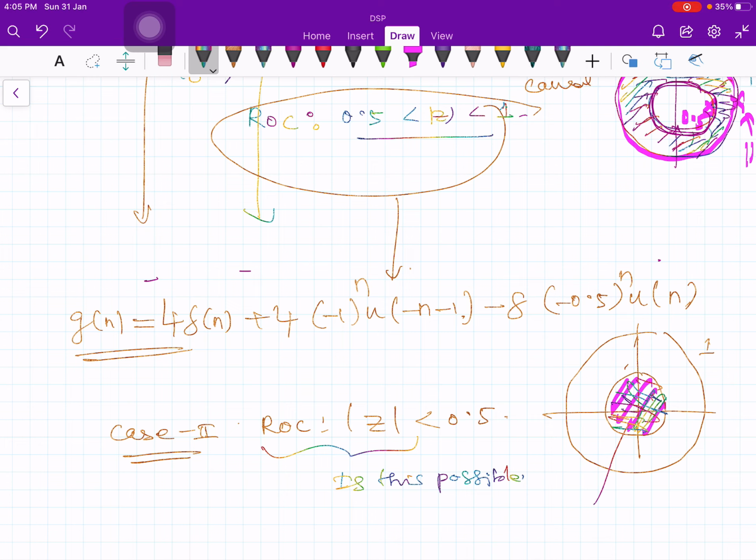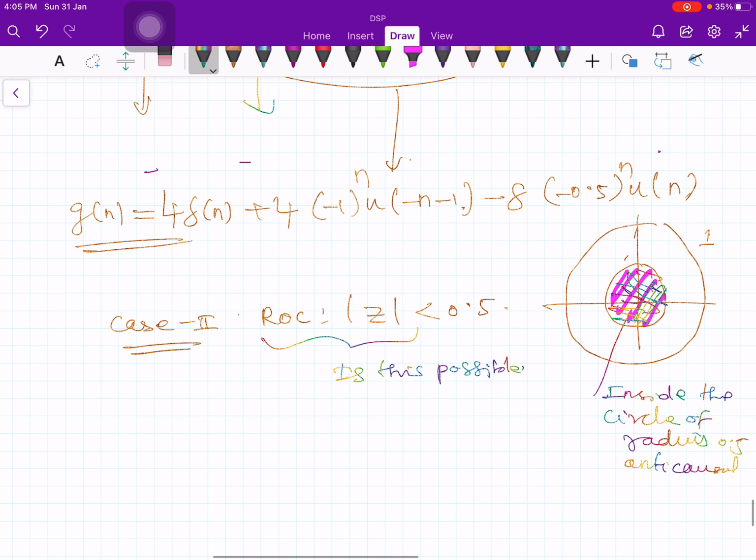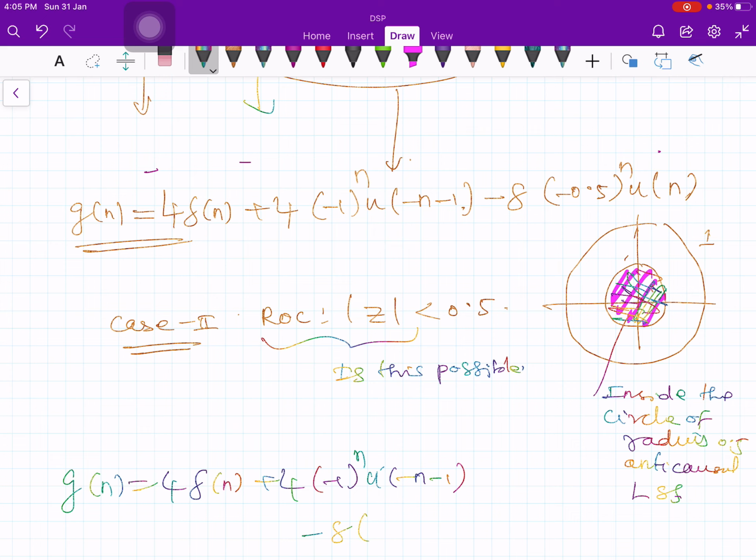But the ROC is inside the unit circle, inside the circle of radius 0.5. Therefore, this is an anti-causal or left-sided sequence. So both are left-sided sequences. Therefore, your g of n is going to be 4 times del of n plus 4 times (-1)^n u of -n-1 minus 8 times (-0.5)^n u of -n-1.